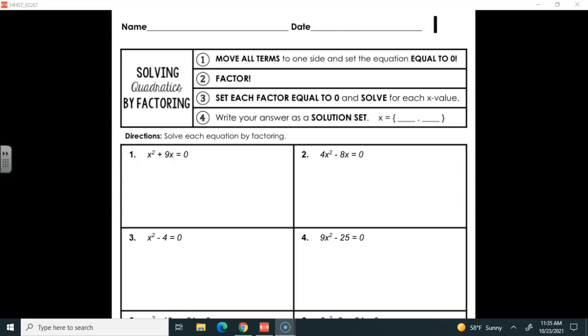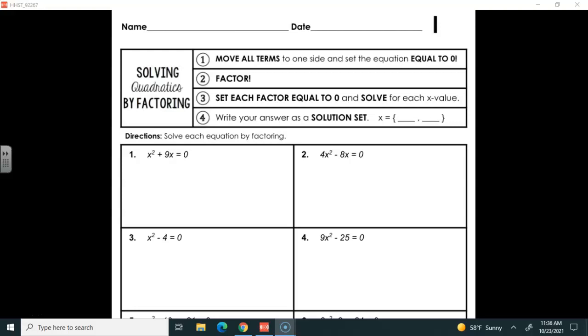Remember, there's differences of squares, sum of cubes, differences of cubes. We may factor with the vary method, grouping. So according to what the problem is, what method you will use. After you factor, you will set each factor equal to 0 and then solve for each x value. Write your answer as a solution set.